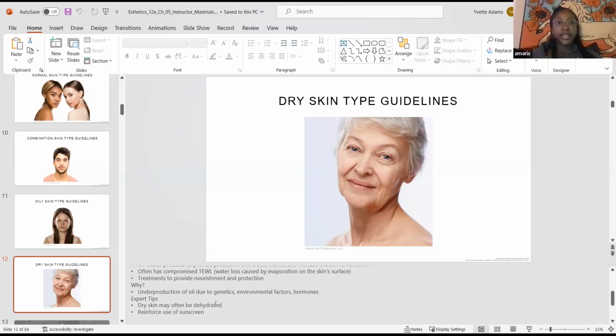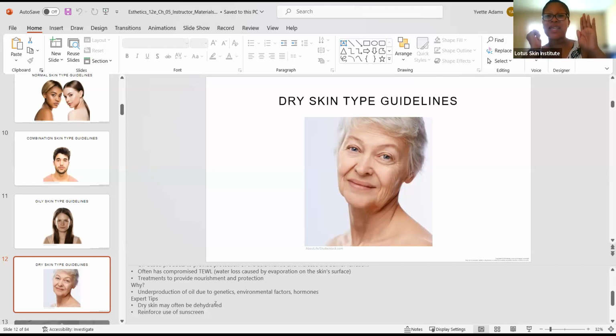Is dehydrated skin something that you can change, but dry skin is just your skin type? That is a true statement, not what I'm looking for, but what you said is true. Okay. What you said is correct, if that helps.